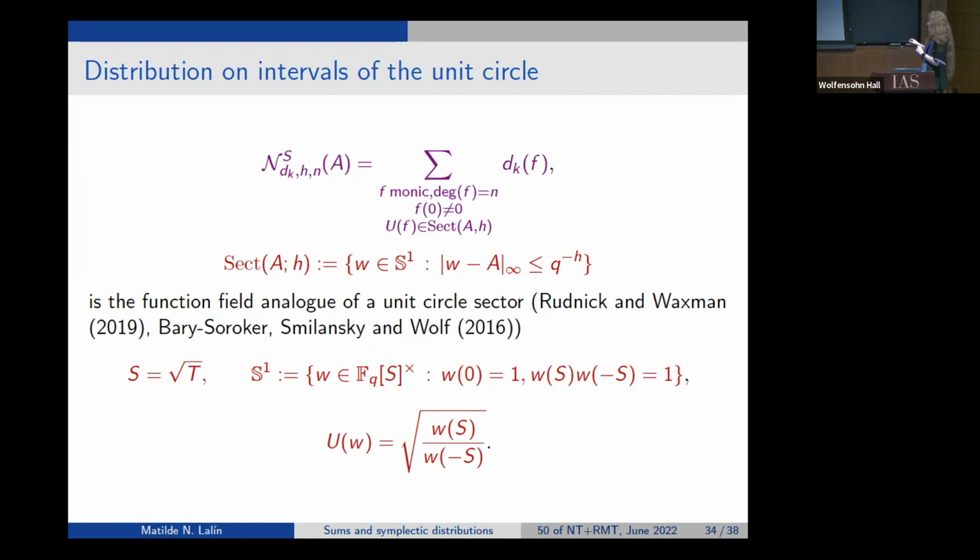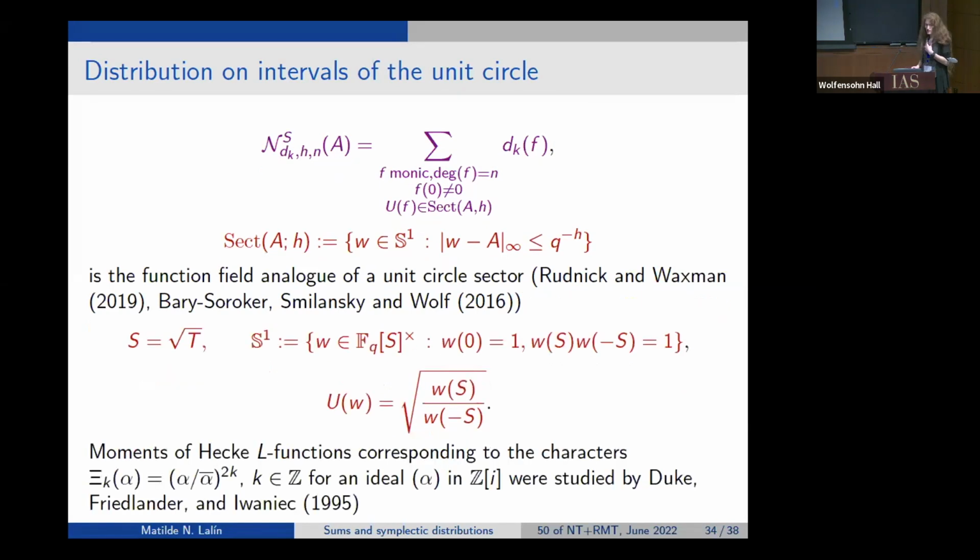And then one can define the argument in the way that you would define it. So you divide the element by the conjugate and you take the square root. And this is something that can be done. I'm not giving any details. And this is related to, in the number field setting, moments of Hecke L-functions. So there is work by Duke, Friedlander, and Iwaniec on this. And you can see the symplectic distribution there.